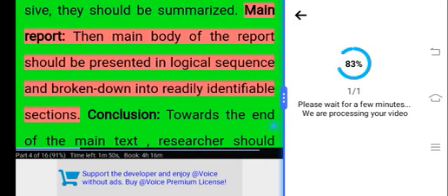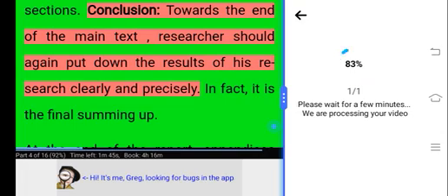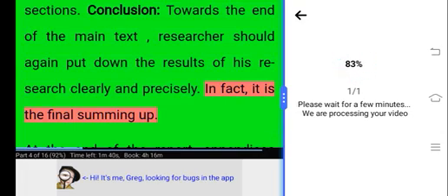Main report. Then the main body of the report should be presented in logical sequence and broken down into readily identifiable sections. Conclusion. Towards the end of the main text, the researcher should again put down the results of his research clearly and precisely. In fact, it is the final summing up.